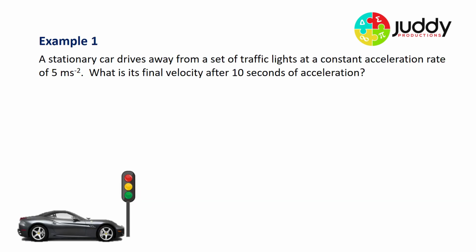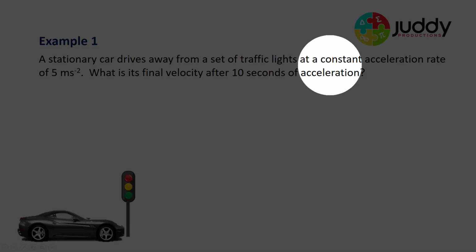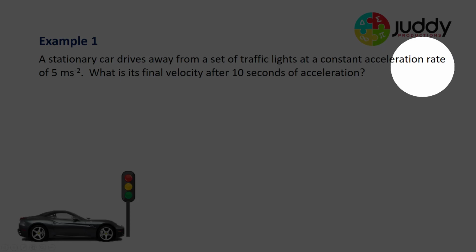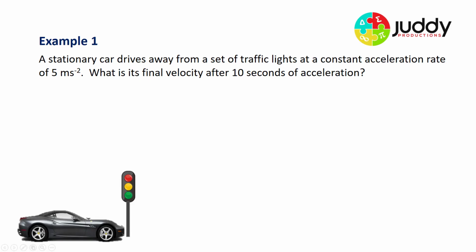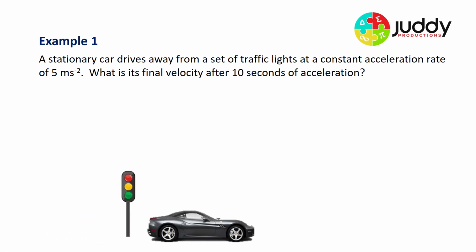So example 1. A stationary car drives away from a set of traffic lights at a constant acceleration rate of 5 meters per second squared. What is its final velocity after 10 seconds of acceleration? Now, straight away, we can see there is constant acceleration in the description. So we know we can use our suvat equations. There goes our vehicle from the traffic lights.